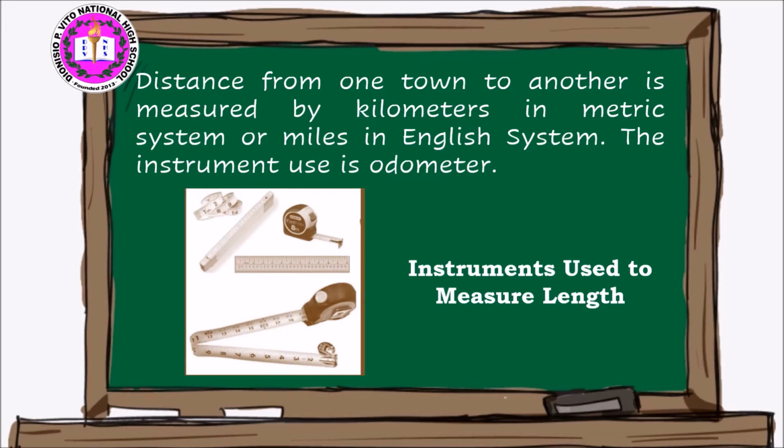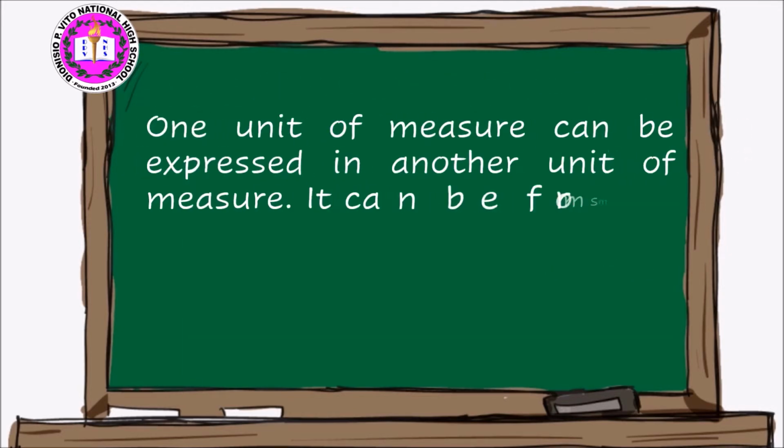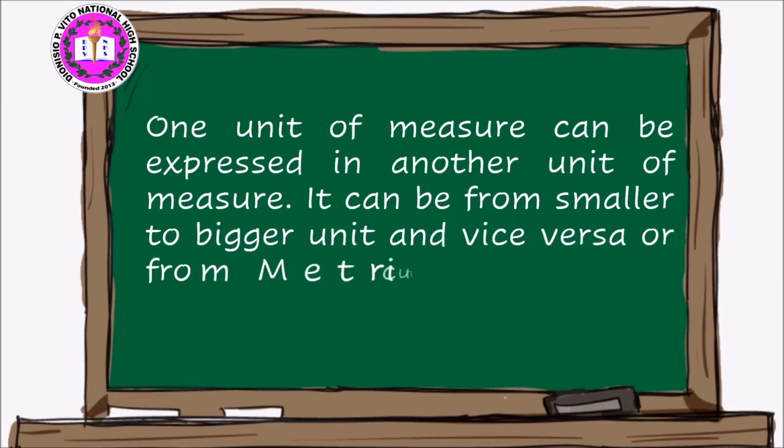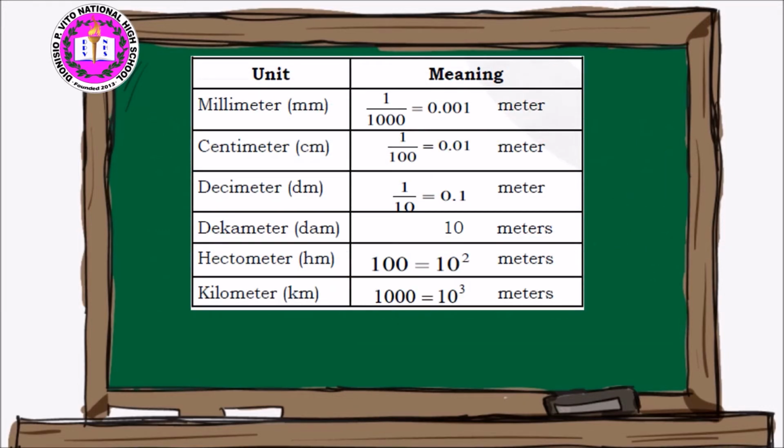One unit of measure can be expressed in another unit of measure. It can be from smaller to bigger unit and vice versa, or from metric unit to English unit of measure and vice versa. Now, let's have this table below. It shows the equivalent measure of 1 unit to meter, since it is the basic unit of measure in the metric system.